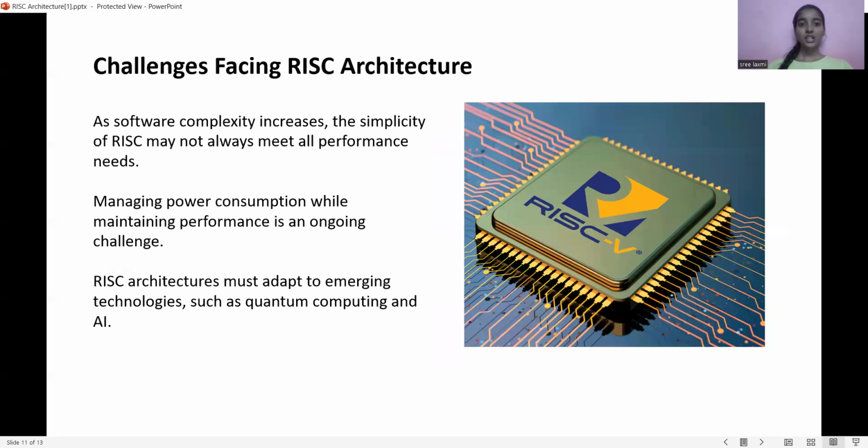Challenges facing RISC architecture. As software complexity increases, the simplicity of RISC may not always meet all performance needs. Managing power consumption while maintaining performance is an ongoing challenge. RISC architectures must adapt to emerging technologies such as quantum computing and AI.